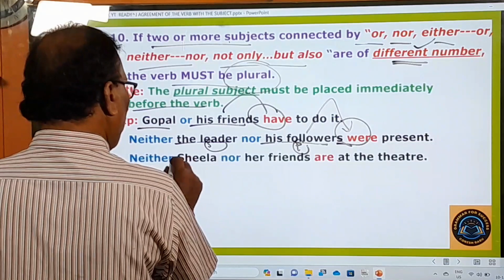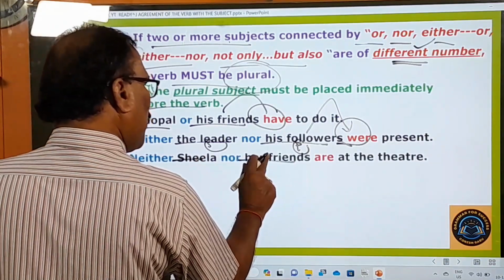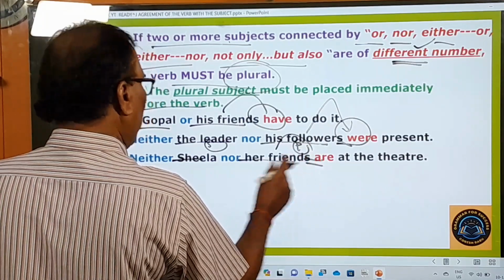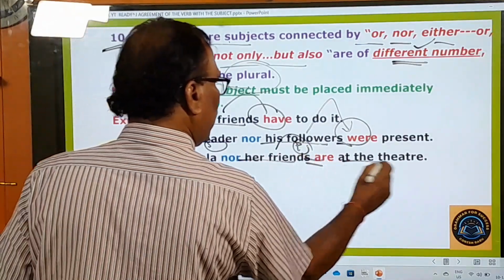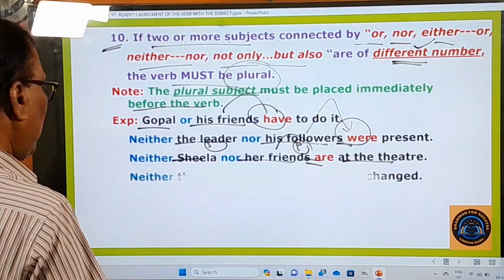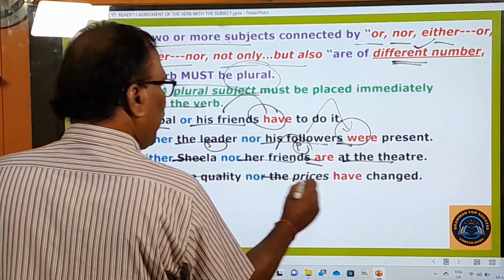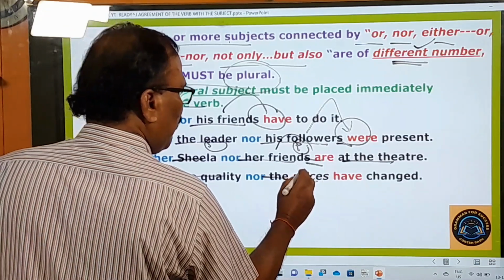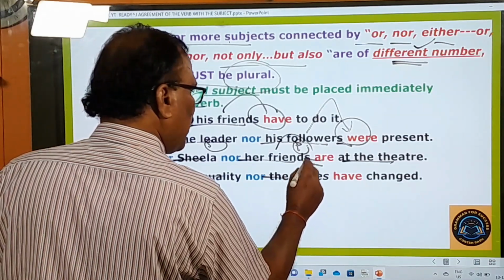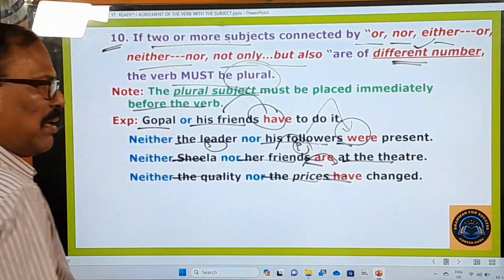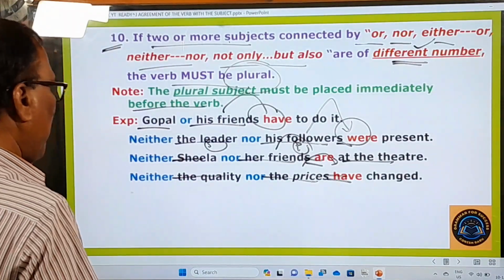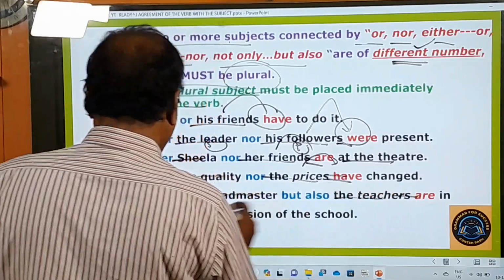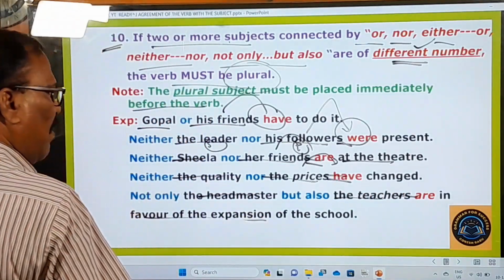And here, neither Sheila, singular subject, nor her friends, plural subject. So because of this, plural subject, we use only the plural one. Neither Sheila nor her friends are at the theater. Neither the quality nor the prices, singular subject, plural subject, and therefore in accordance with this plural subject, we use the plural helping verb, right? Okay. And not only the headmaster but also the teachers are in favor of the expansion of the school.